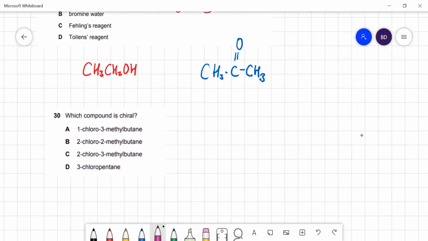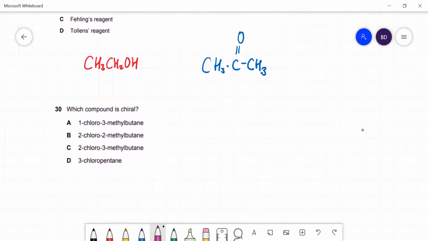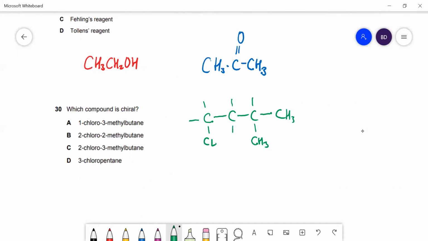30. Which compound is chiral? So that means we need 4 different groups attached to the same carbon atom. So let's just draw these out. They're all butane, except for the last one. 1-chloro, 3-methyl. So we've got a chloro there and a methyl there. Now that's not chiral. There's no chiral carbon there because none of those have 4 different groups attached. This carbon's got 2 methyls.